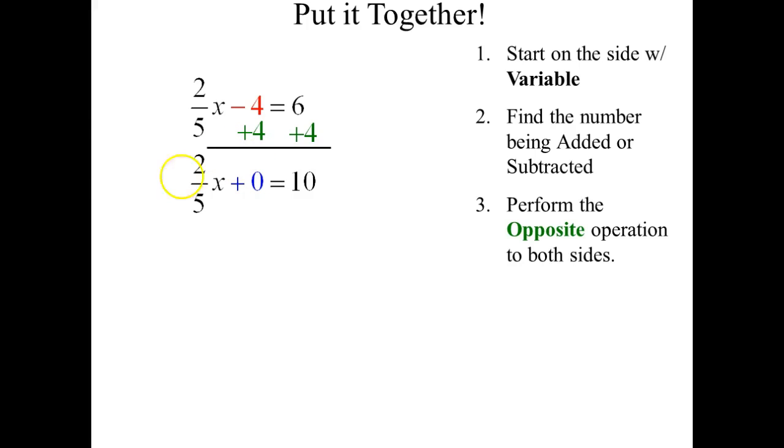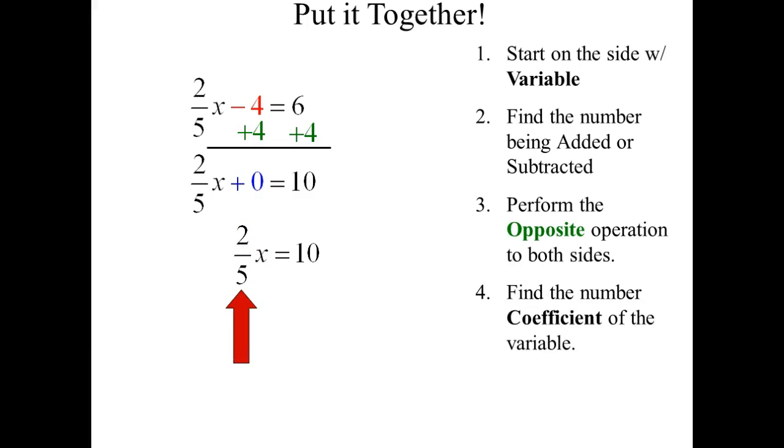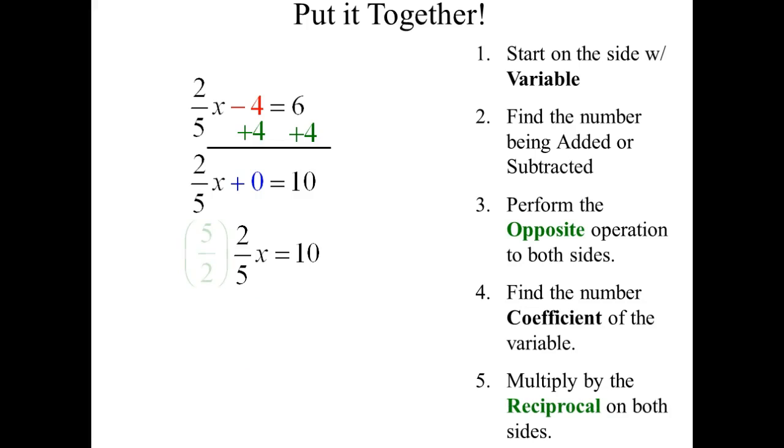You don't have to write the +0. Just making a point that they add to 0. So that's probably the next step you'll have: 2/5 x equals 10. And then from there, do what we did on Friday. This is multiplication, so in order to cancel out 2/5, you've got to multiply by its reciprocal, which is 5/2. You use that because it cancels the top and bottom out perfectly.